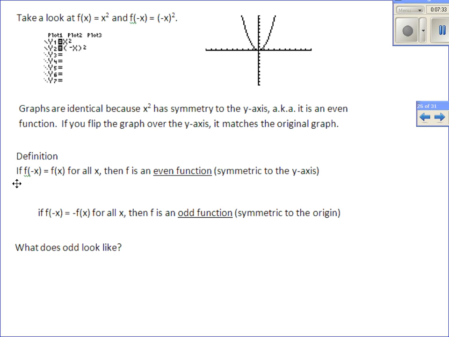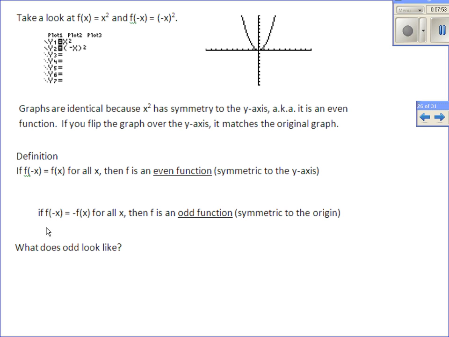So anytime you can go into a function and replace an x with negative x, simplify, and you still have the original function, that's what would happen here. Negative x squared is just x squared. Then that function f is what we call an even function. It's symmetric to the y-axis. If we fold it on the y-axis, we'd have a mirror image.